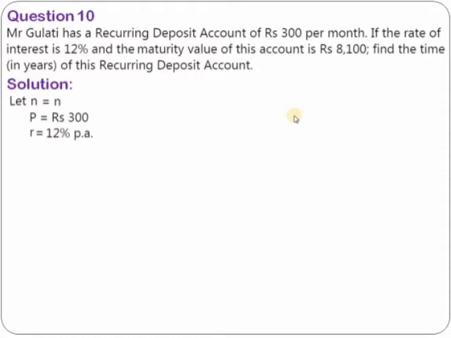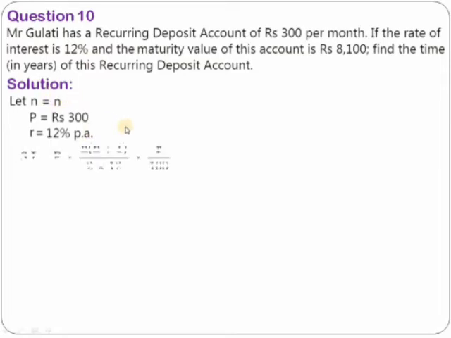So let's see what are the things that are given to us. We don't have the time given to us, so I'm taking the time to be n itself for now. Monthly installment is given to be rupees 300, and the rate of interest is given to be 12% per annum. So these three things are given to us. Now let's see what we need to find. First and foremost, we need to find n, isn't it?